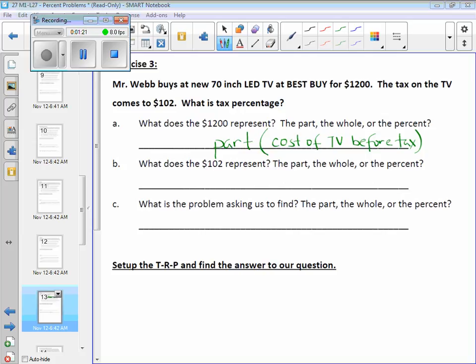What about 102? Obviously part, because it's even smaller than 1,200. Remember that our whole has to be the greatest dollar amount and greatest percentage part, or the greatest percent amount. And that's representing the tax dollars. Okay? Add that wording as well, because it just becomes easier.